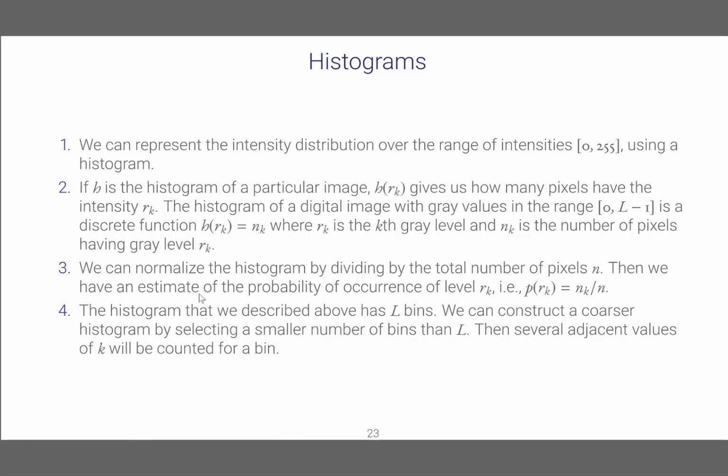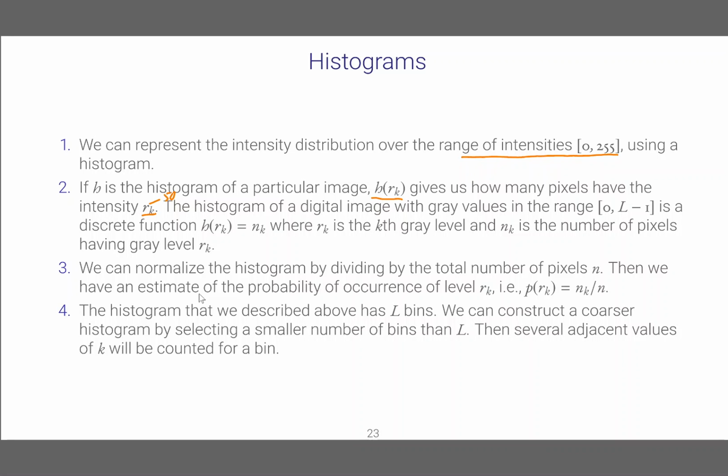So we can represent intensity distributions of an image over the range of intensities from 0 to 255 using a histogram. If H is a histogram of a particular image, H(r_k) gives us how many pixels have the intensity value r_k. For example, intensity value 50. How many pixels have this? Maybe 5000 have intensity value 50, like that.